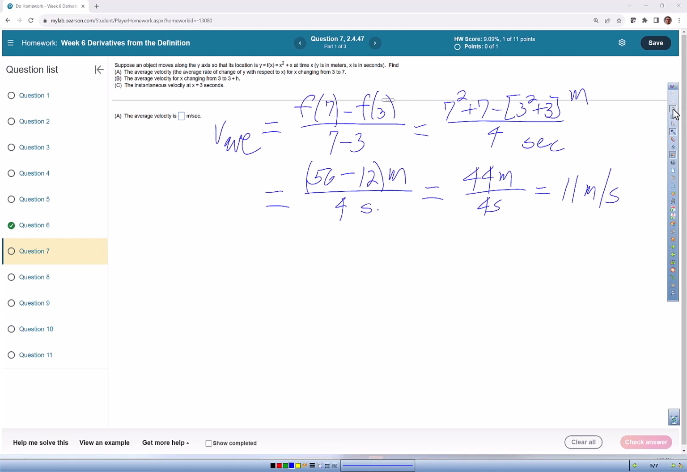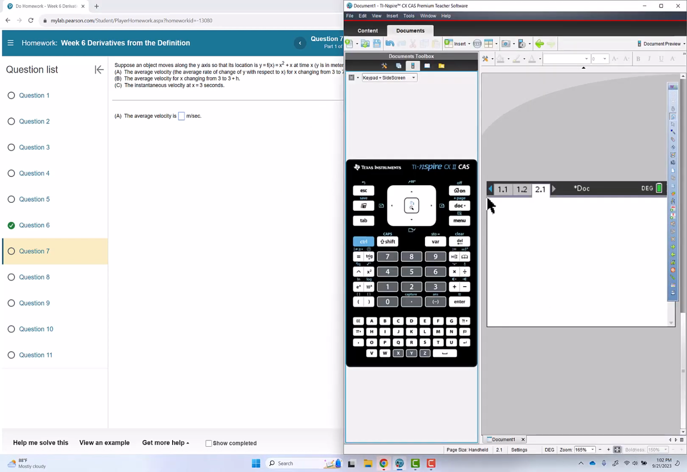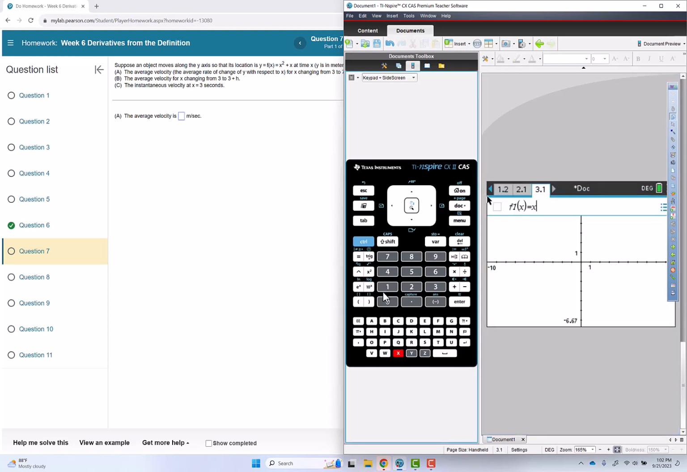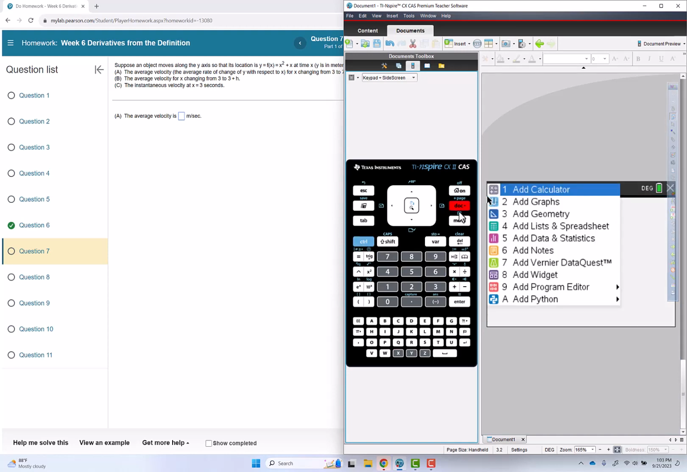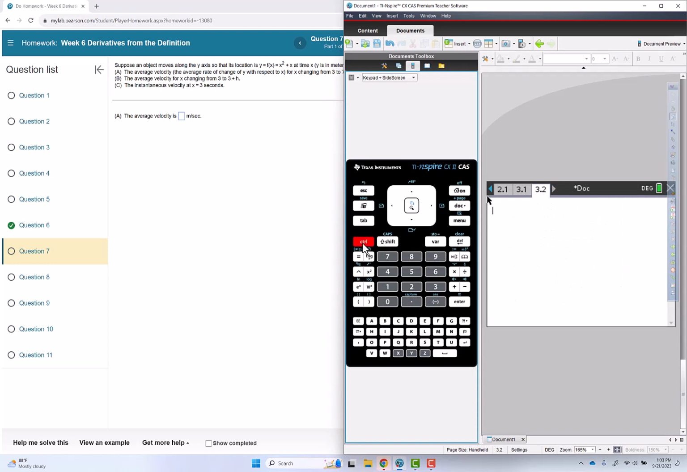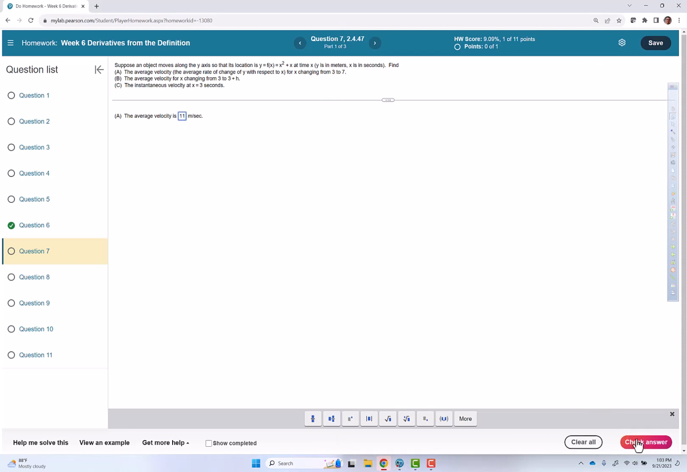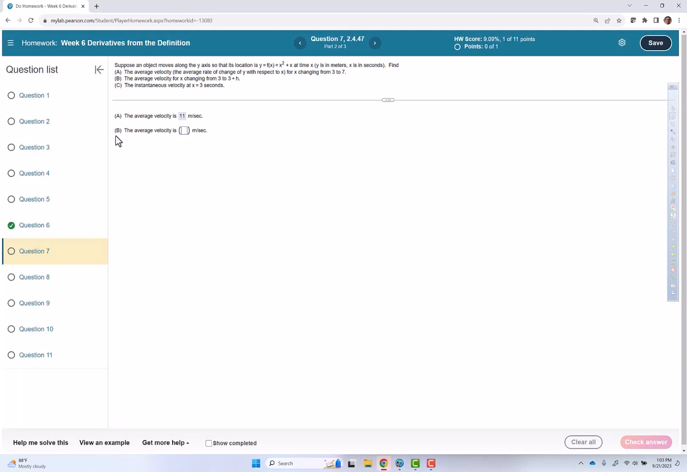And we could do this in the calculator as well. I'm going to start a new problem, add a graphs page, put in x squared plus x. Save that. Then I'm going to go to a calculator page and do a fraction and say f at 7 minus f at 3 divided by 7 minus 3 is 11. So 11 meters per second. Excellent.